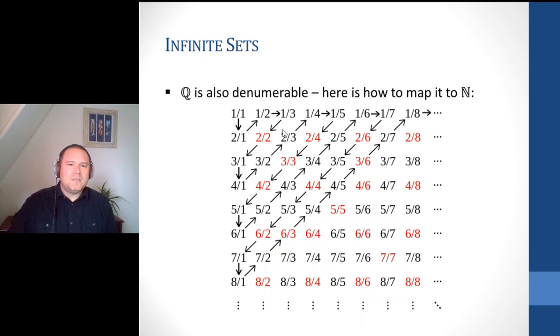Now, as we go along here, what we're effectively getting is a mapping. The red ones we can skip because they're already mapped. But again, this is a way we can generate a mapping of all of the things in set Q back to N. So in fact, N, Z, Q are all denumerable, really reinforcing the idea that maybe there's just the one degree of infinity.